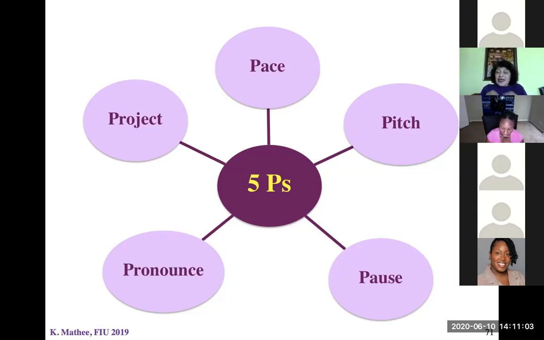Practice pronunciation of words that you don't know how to pronounce, especially scientific words, and then project yourself. You face the audience, speak out, practice. You have to practice speaking out so that people can listen to you. If you are monotonous and you don't project, you lose the audience. People lose interest very easily, and all these are very important.